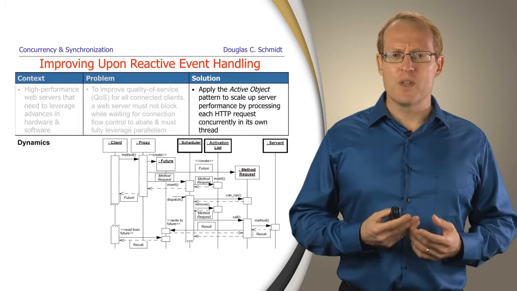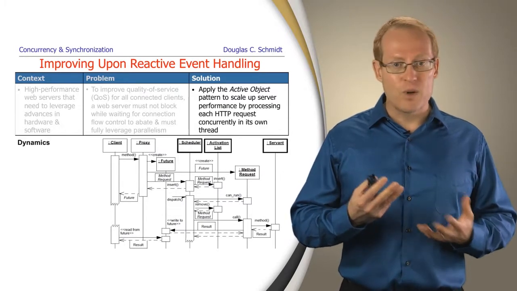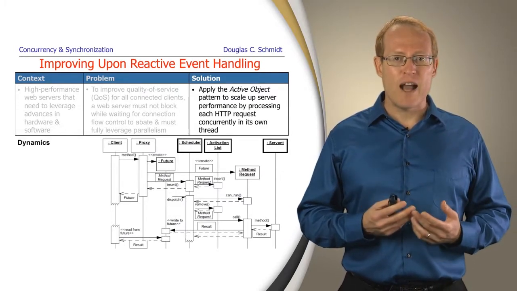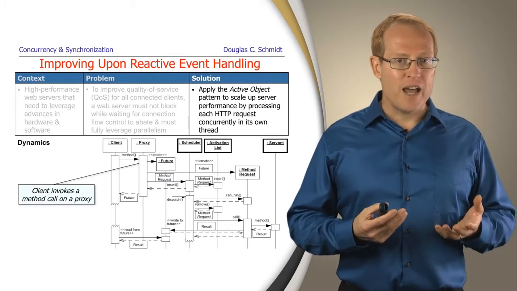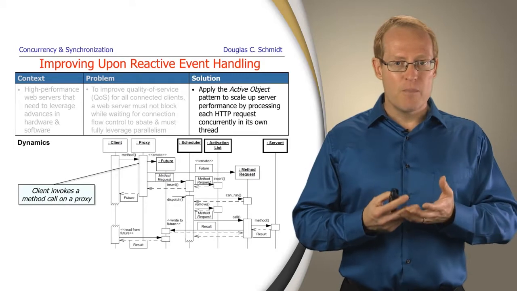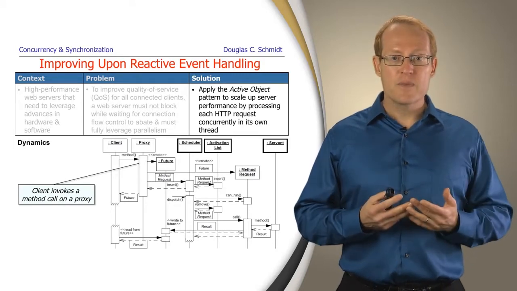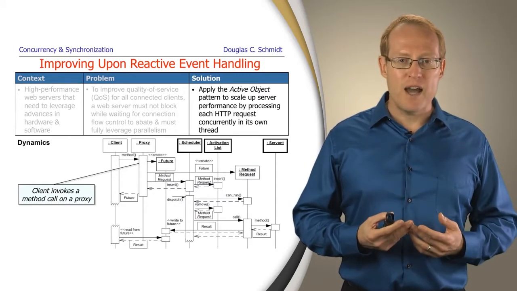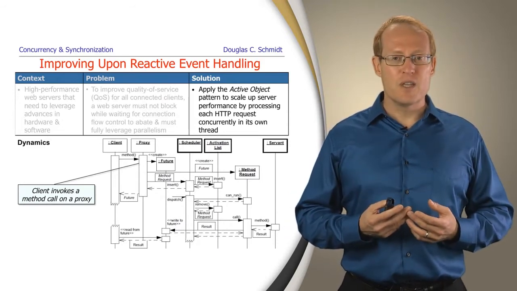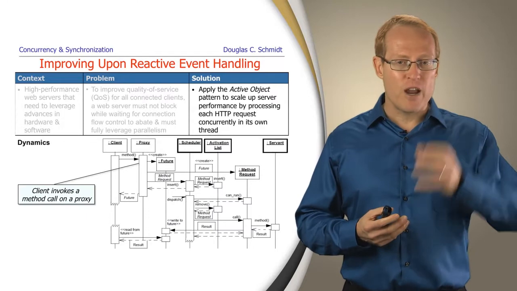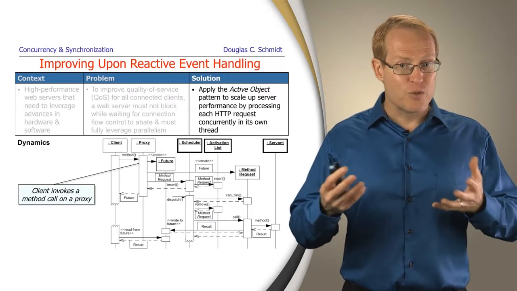Here's a dynamic view that gives you a little bit more perspective on what's happening as these various interactions take place between the various roles in the pattern. We start out by having a client invoke a method call on a proxy. And of course, we use the proxy pattern. That's a Gang of 4 pattern, as well as a POSA 1 pattern, to be able to decouple the way in which you invoke an operation from where the operation actually runs.